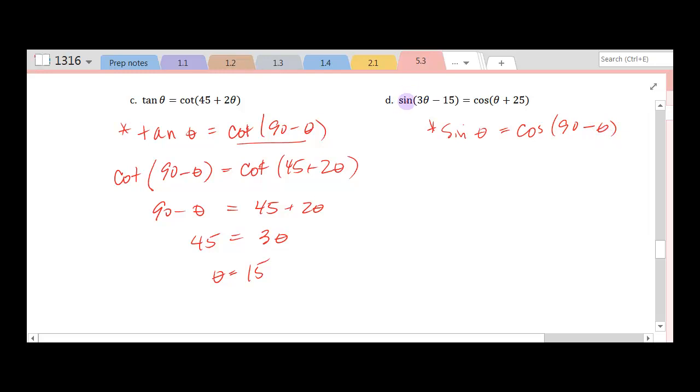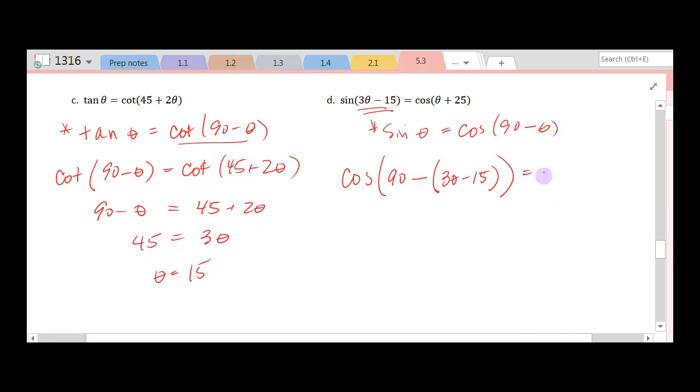So if on the left-hand side I have the sine of the angle, then I'm going to rewrite that saying that that's the cosine of the angle, which is 3 theta minus 15. Oops, sorry. It's the cosine of 90 minus the angle, which is 3 theta minus 15. And that's equal to the right-hand side, which is the cosine of the angle theta plus 25.